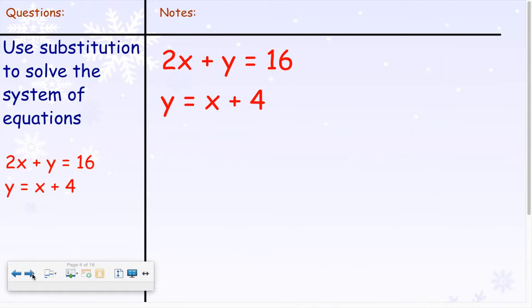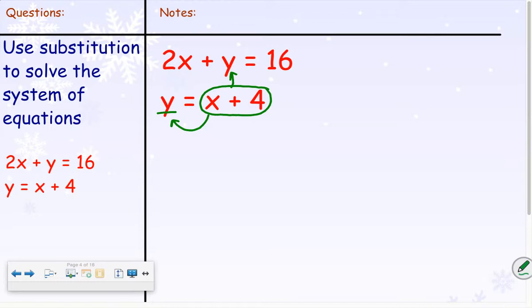All right, let's try another one. So we have 2x plus y equals 16, and y equals x plus 4. So I'm going to look for the variable that's all by itself, and that's this y. So I'm going to circle what y equals. y equals x plus 4. Since it's y equals, I'm going to plug that in to y.